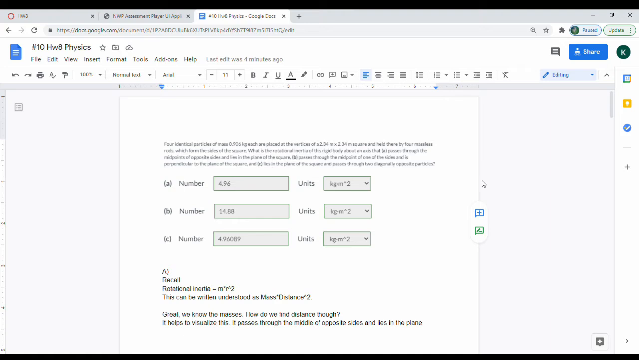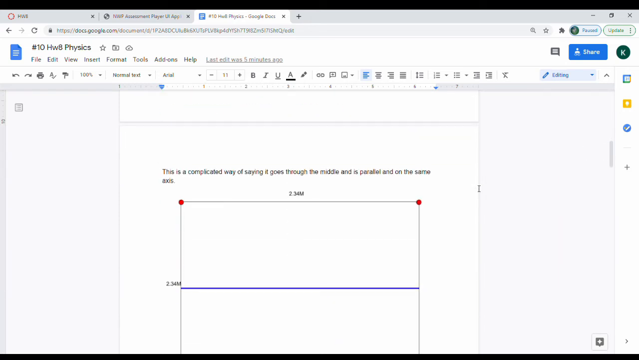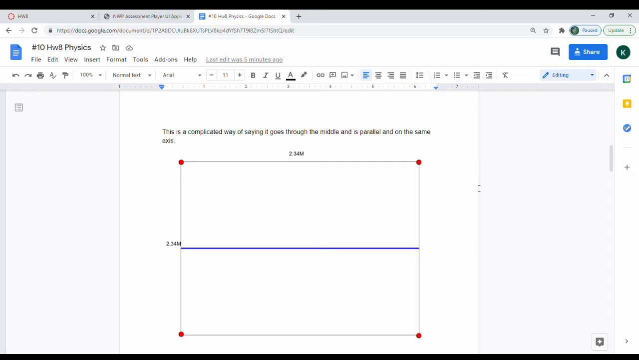Well, we're being told that it passes through the midpoints of opposite sides and lies in the plane of the square. So think about it. What would that look like? Midpoint, opposite sides, and in the same plane. It's really just saying it's going through the middle. It's parallel. It goes through the middle of two opposite sides. It's in the same plane. So this blue line is the rotational axis.